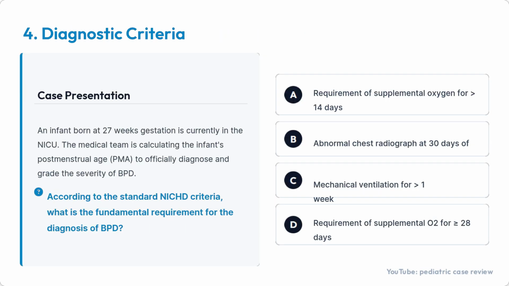Question 4. Diagnostic criteria. An infant born at 27 weeks gestation is currently in the neonatal intensive care unit. The medical team is calculating the post-menstrual age to officially diagnose and grade the severity of bronchopulmonary dysplasia. According to the standard criteria, what is the fundamental requirement for the diagnosis? Option A, oxygen for over 14 days. Option B, abnormal chest radiograph. Option C, mechanical ventilation. Option D, oxygen for 28 days.